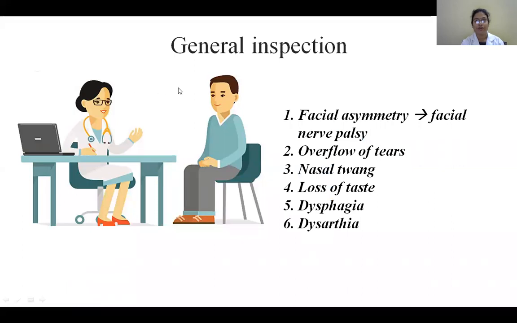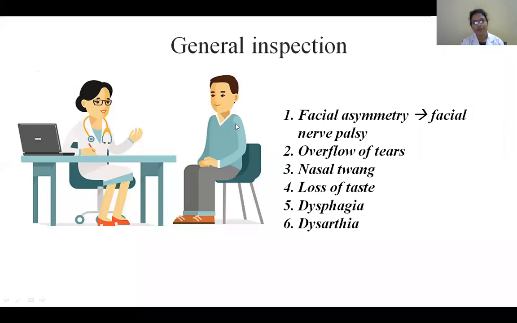Going for general examination pertaining to cranial nerves 7, 9 and 10, we should look for facial asymmetry. If the person's face has asymmetrical features, it could be a sign of facial nerve palsy. Also look for any overflow of tears.